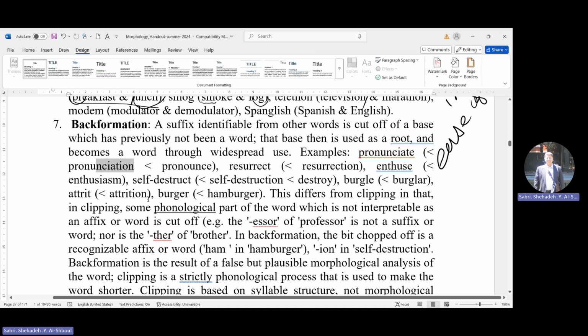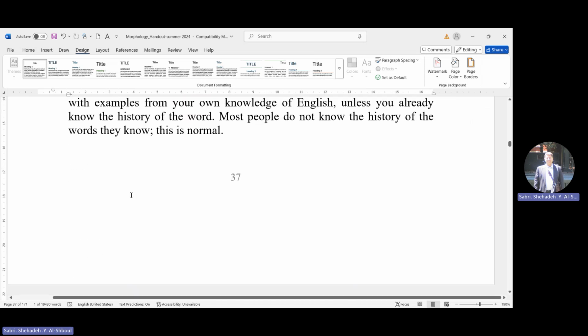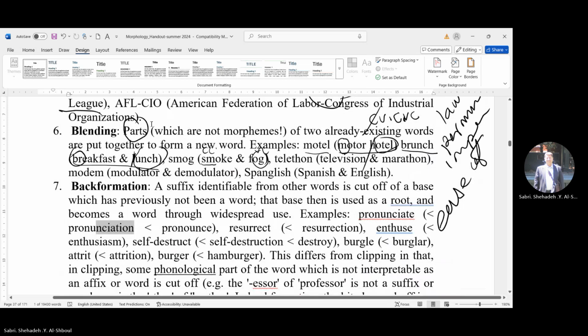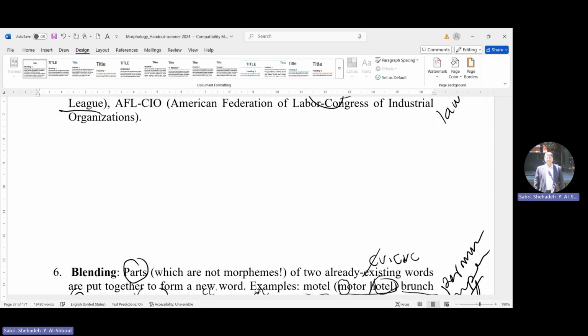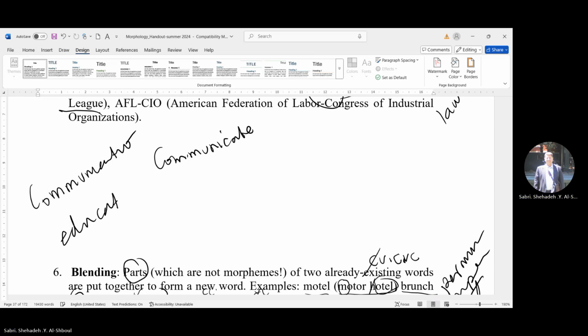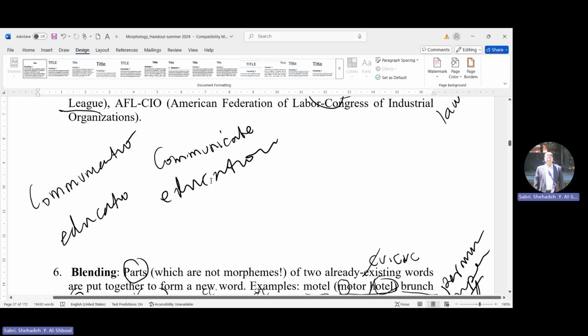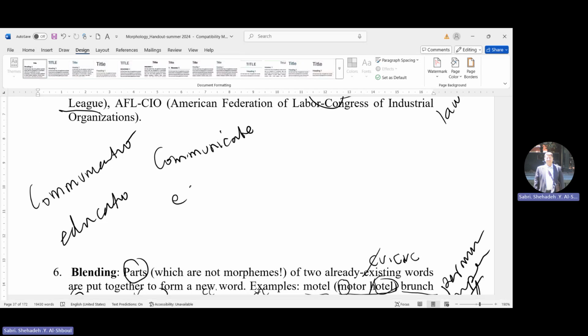So here in English, we have communicate, communication, education, educate. Now we have pronunciation.